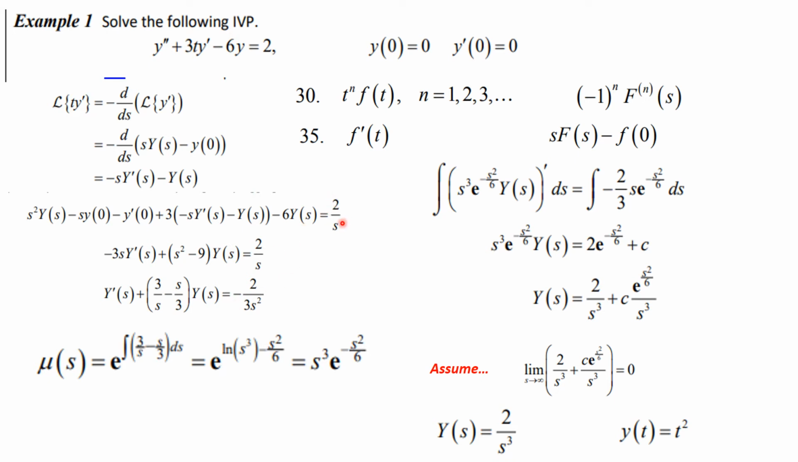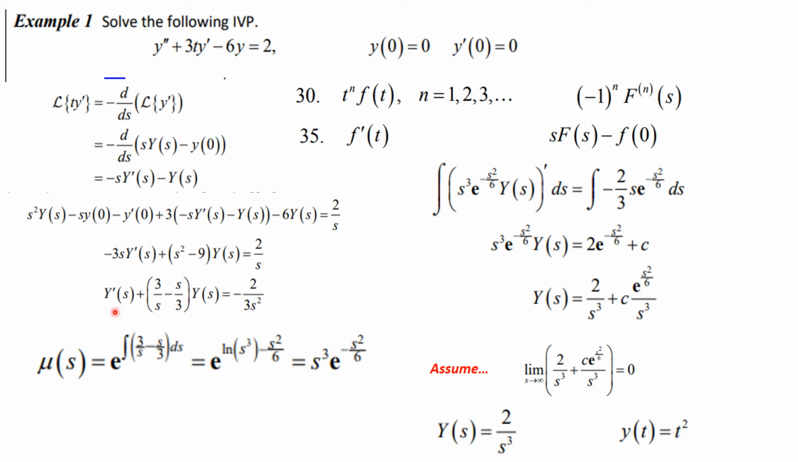Now, as always, you do algebra on this. And so we do algebra, and you should verify all of this algebra. But this can be written this way. This is y prime of s is equal to 3 over s minus s over 3, y of s is equal to minus 2 over 3s squared. And you might say, wow, that's a differential equation.